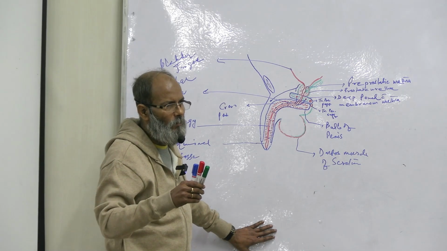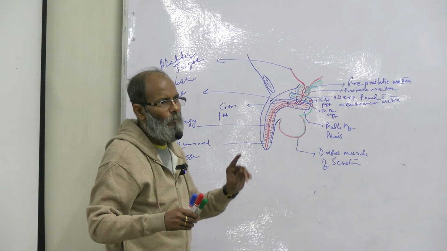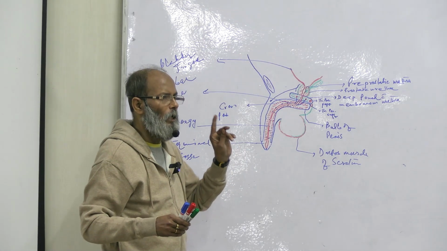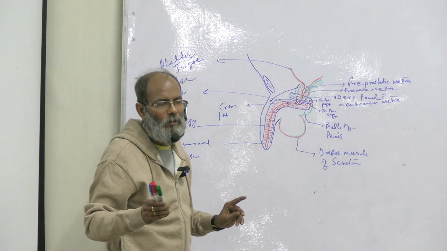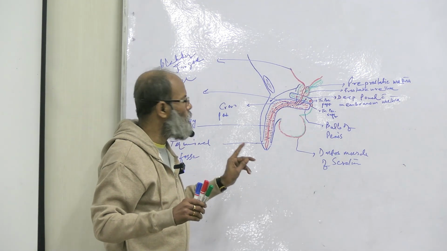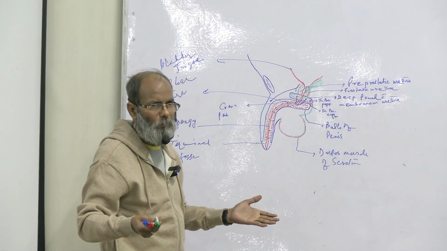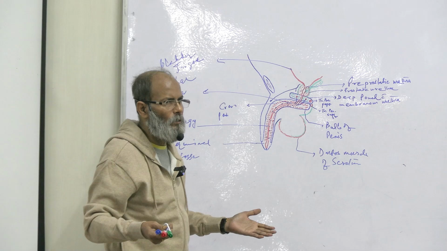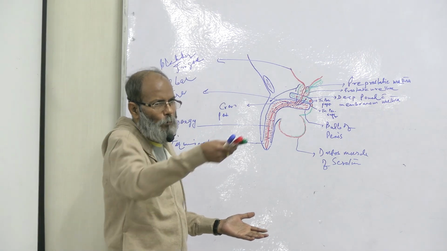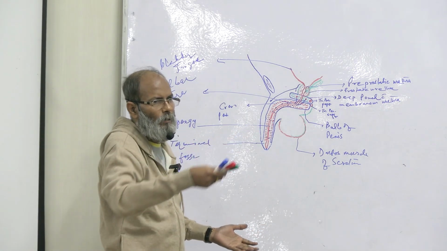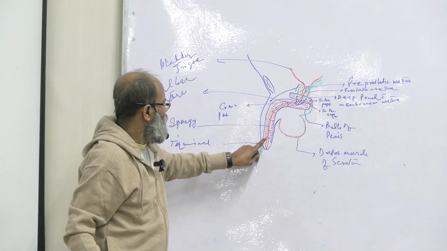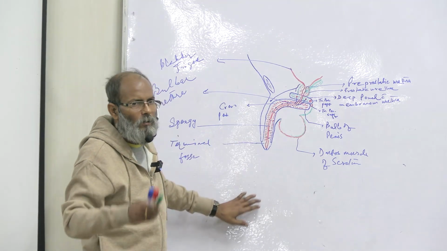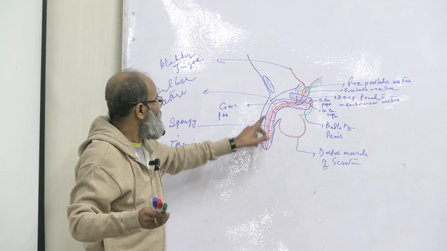What I have said, it is important to memorize which structure is where. Then comes the description. Until and unless you can memorize which structure is where, how will you describe? It is not possible to describe. Draw the diagram in your copy. I will check it. You see, from the spongy part of the urethra, there are small urethral glands.